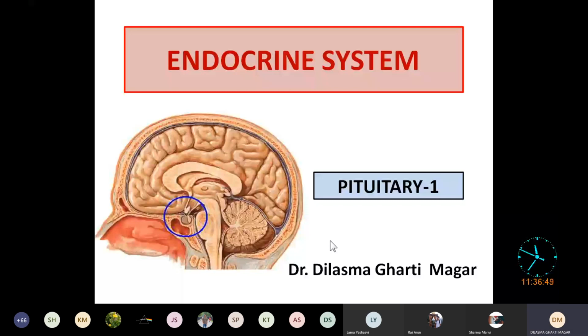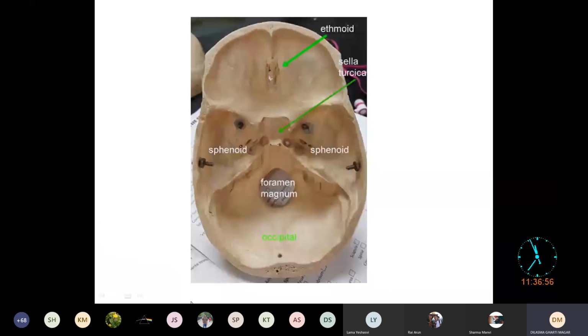So first, before starting the pituitary, I want to show you the picture where the pituitary gland lies. Okay, so what is this bone? What do you call this bone? In anatomy, have you studied this bone? Okay, this is the base of the skull, isn't it? So it is not the front part. This is the base of the skull. That's why one opening is there. That is the foramen magnum, isn't it?